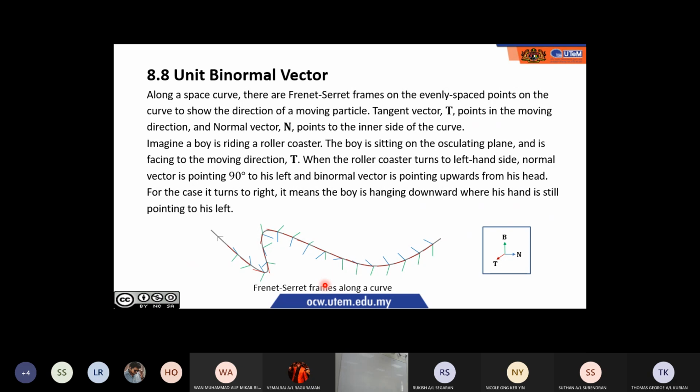As long as you understand that when it turns to the left, the binormal vector is pointing upwards. And when it turns to the right, the binormal is pointing downward. It can turn on the oscillating plane either in the direction of N or opposite to N. That depends on the torsion.